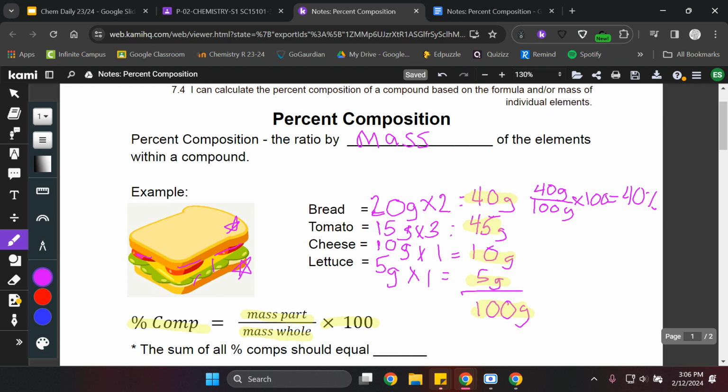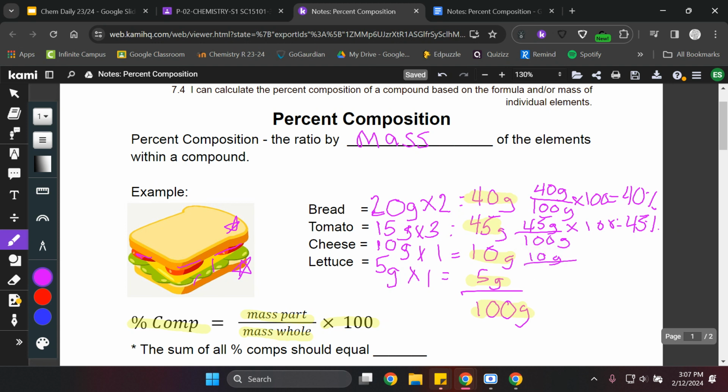So for the tomatoes, we have 45 grams worth of tomatoes. Now I am looking at all of the tomatoes together. I'm looking for the percent composition of tomato. How much tomato is in this sandwich? Not how much each individual tomato takes up. That'd be a different question. But for all of the tomatoes, that's 45 grams divided by 100 grams, the total mass of the sandwich, times 100 equals 45%.